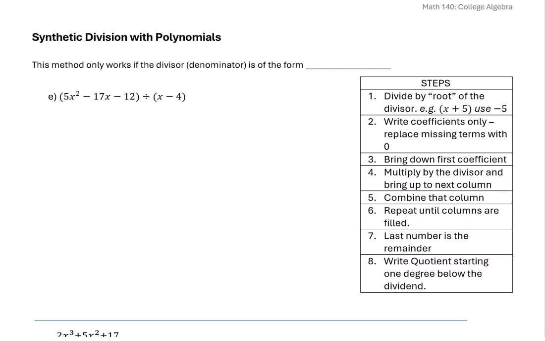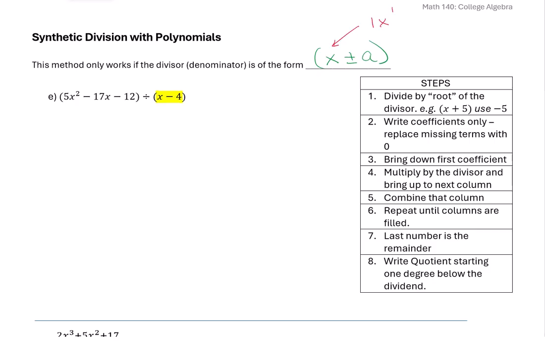Synthetic division with polynomials is a quicker way of dividing. However, the method only works if the divisor or denominator is of the form x plus or minus some number. Now, when we say x, this means a coefficient of 1, an exponent of 1. Literally x. So we do have that form here with the x minus 4.